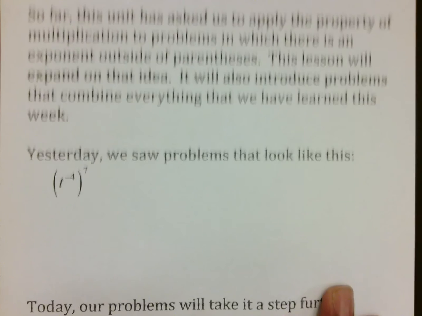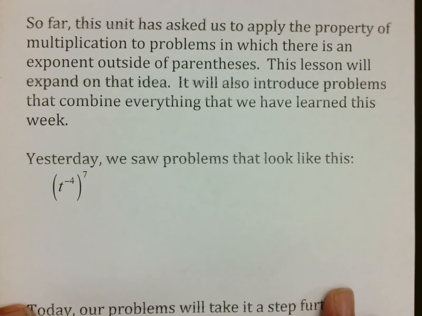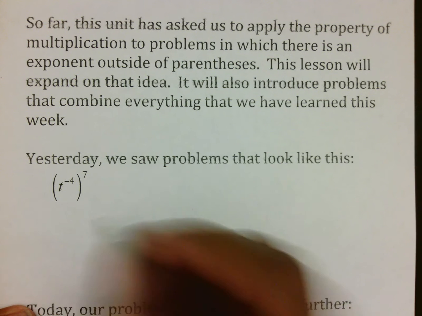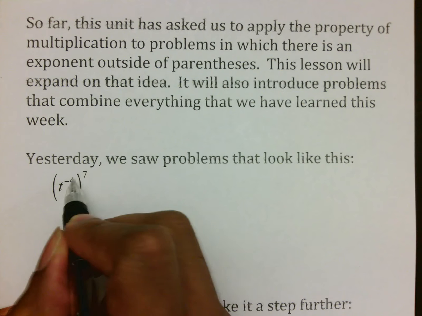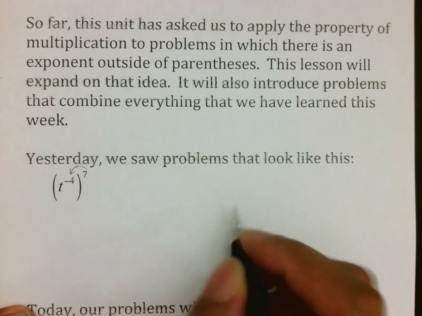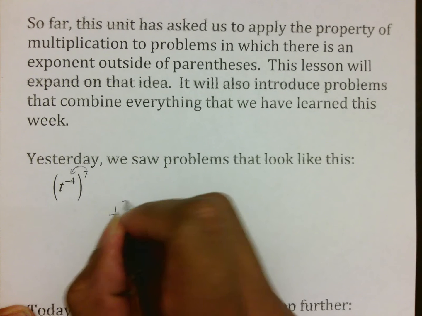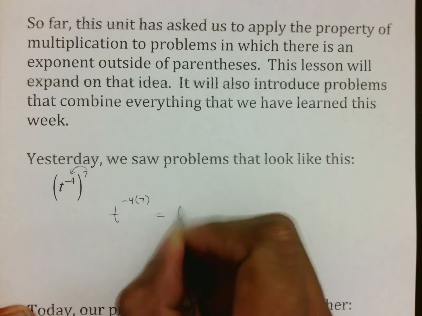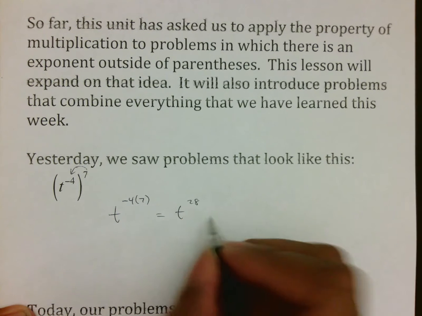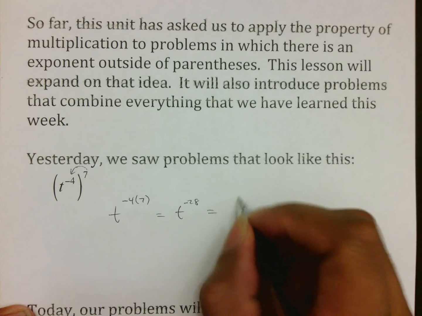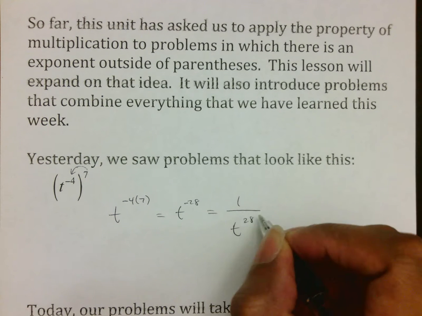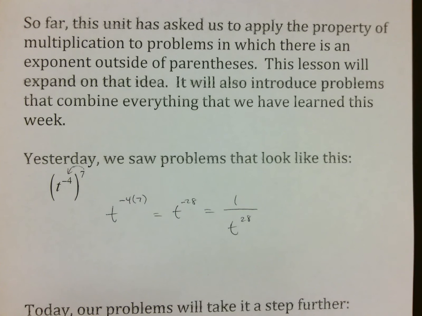Yesterday we saw problems that look kind of like this, where we have t to the negative fourth going to the seventh. And what we learned to do is, because this 7 is right outside of a parentheses, we know that we are supposed to distribute it or drop it down to this 4, making t to the negative 4 times 7, which is t to the negative 28th. Sorry, I need a negative there. And once we have that negative 28, we understand that is supposed to drop because it does not want to be there, making 1 over t to the 28th. Again, that is the overall idea of what we were looking at yesterday.